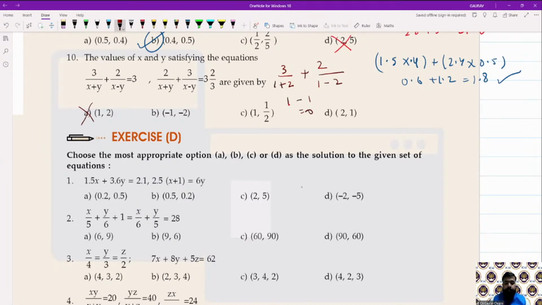Now, similarly, we have to try other options and check which one is correct. So D has given the answer. Majority is giving option number D. So let's check with option D. So 3 upon 2 plus 1 plus 2 upon 2 minus 1. So 1 plus 2, that is 3. So option number D is correct. So 2 comma 1.